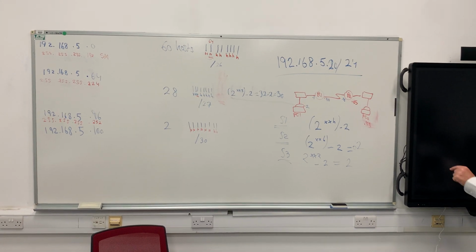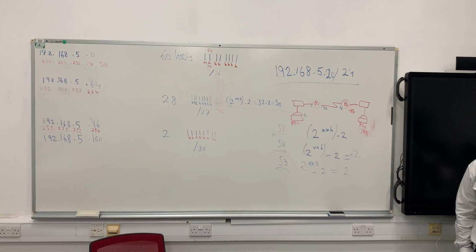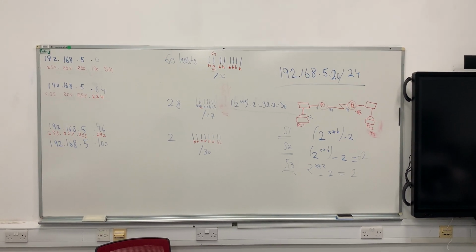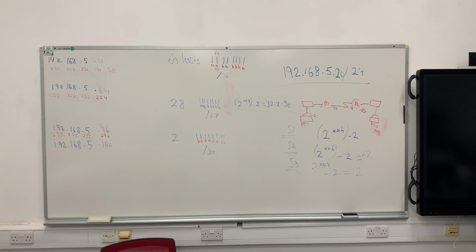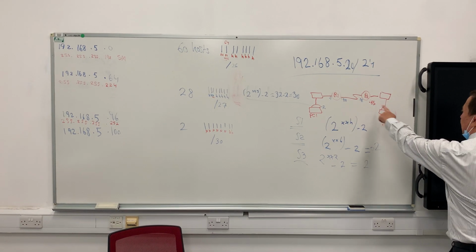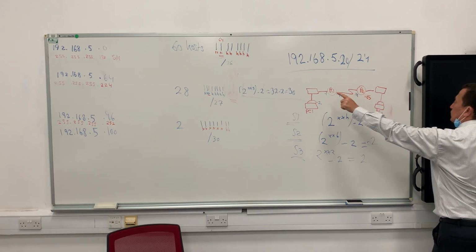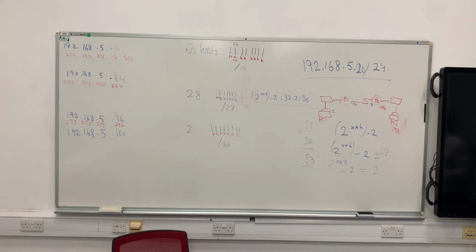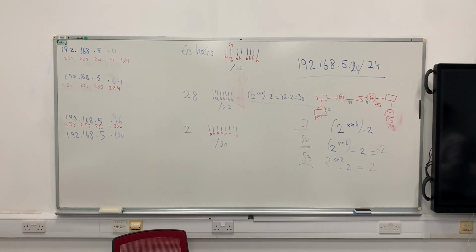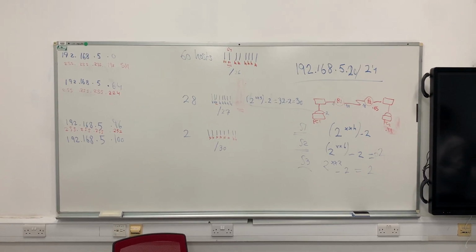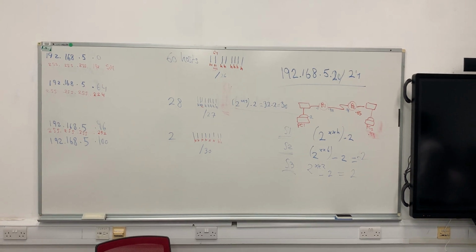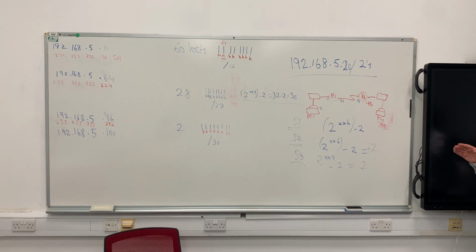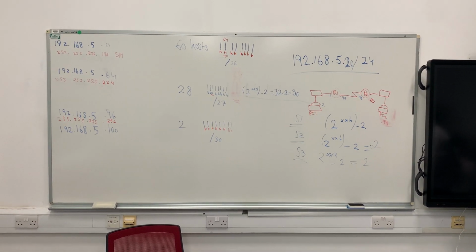In this question, we are doing a typical VLSM question, a variable length subnet mask question. We have been asked to configure this diagram, where I have two routers, two switches, and two PCs connected. This means that we have three subnets. The first subnet has 60 hosts, the second subnet has 28 hosts, and the third subnet has 2 hosts. Always in VLSM questions, we start with the highest number of hosts.